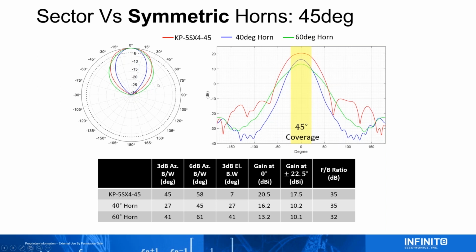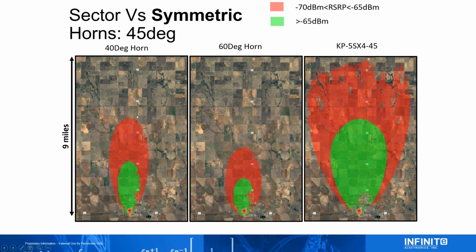Now, what does that mean on the ground? Well, this is a comparison over pretty ideal terrain. It's pretty flat farmland in Alberta, comparing a 40-degree horn, a 60-degree horn, and the 45-degree sector. Now, the sector you see just overshoots everything because it's higher gain, massively higher gain.